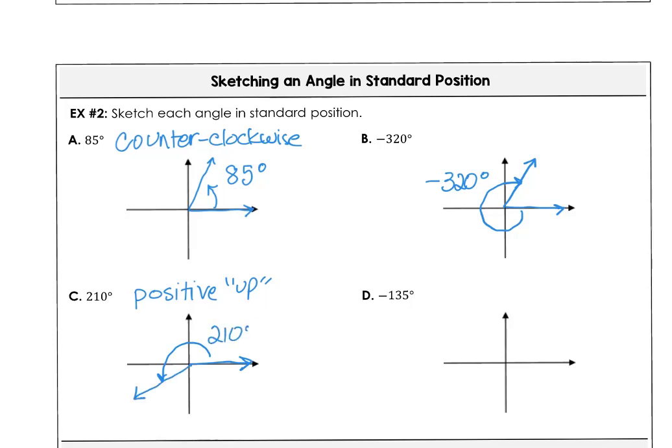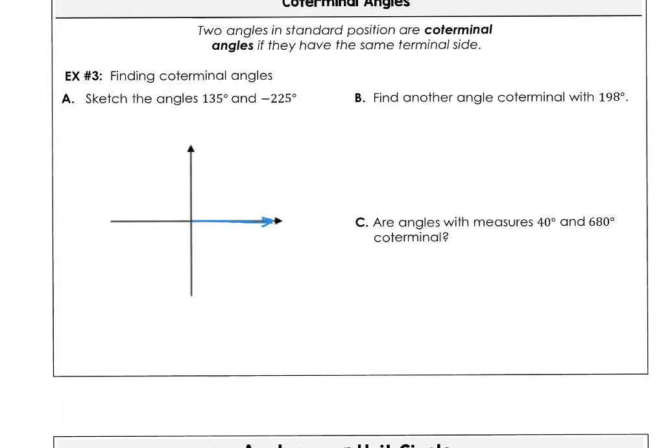210 degrees. And then for the last one, negative 135, so negative means that we're going down from the initial side, and that was going to be a clockwise rotation. So starting with the initial side on the x-axis, going down 90, and then another 45 would put us in quadrant 3 for a negative 135 degree angle.